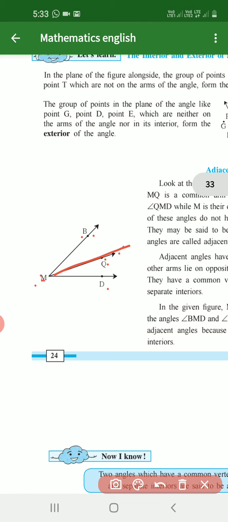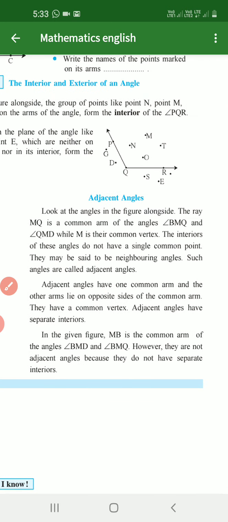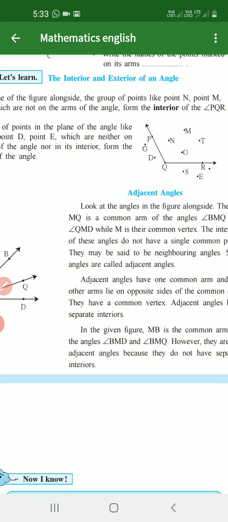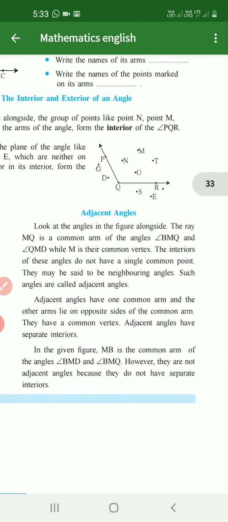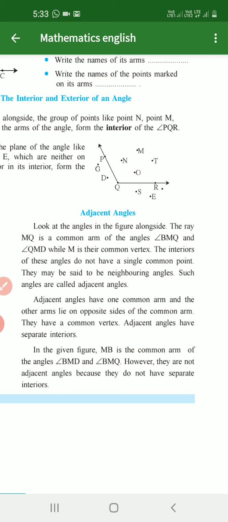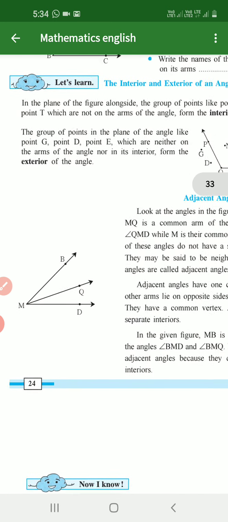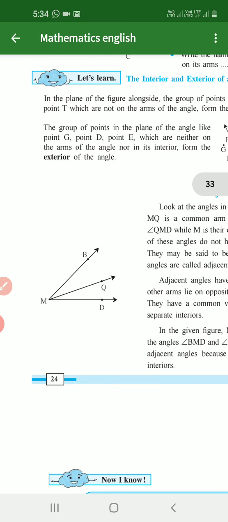So these are called adjacent angles. In the given figure, MB is a common arm of the angles BMD and BMQ. However, they are not adjacent angles because they do not have separate interiors. Okay, the adjacent angle. So now we'll move further.